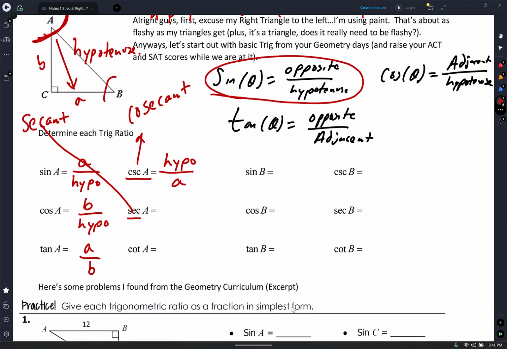Secant. It's a reciprocal of cosine. So the reciprocal is hypotenuse over b. Cotangent, no one, oh man, I already said the answer. The COT stands for cotangent, and no one has issues with that. It sounds like tangent, but with a co on it. So everyone knows that that one's a reciprocal of tangent. That one's b over a.